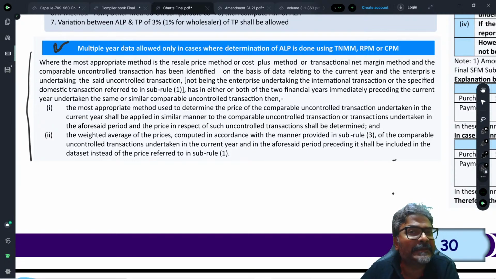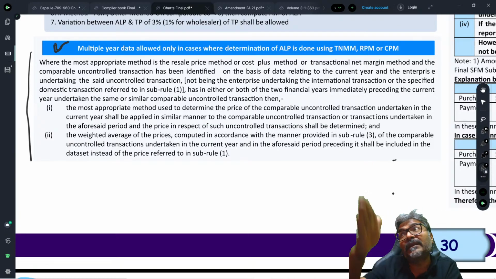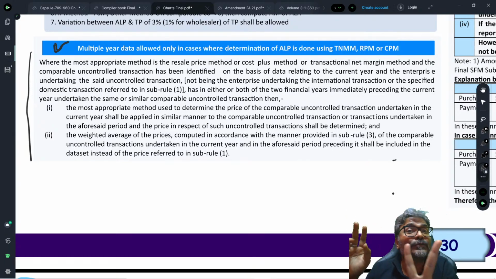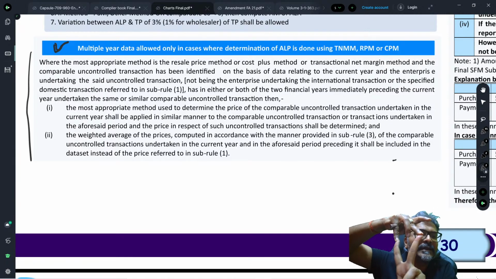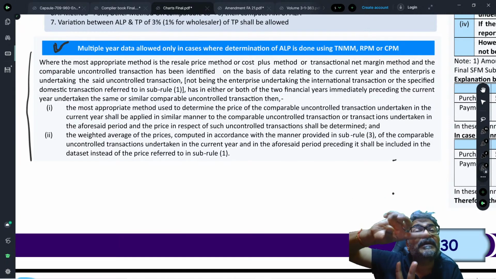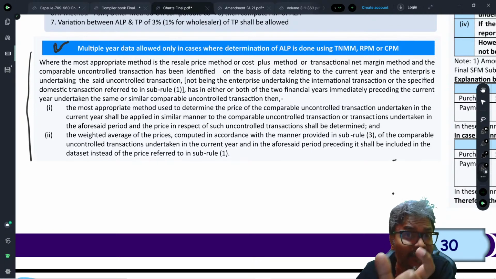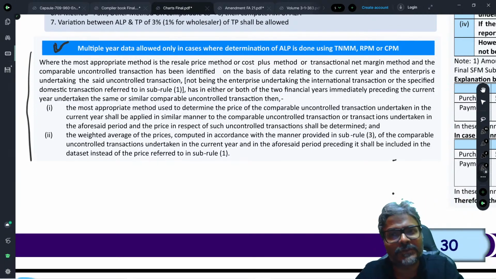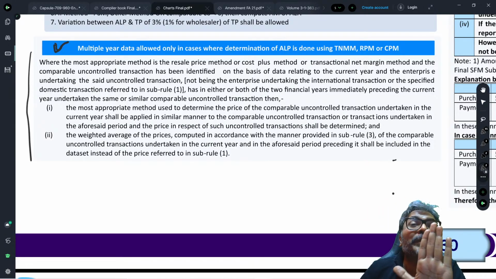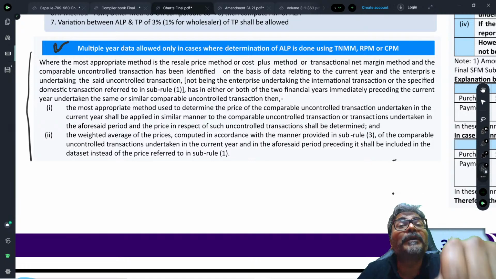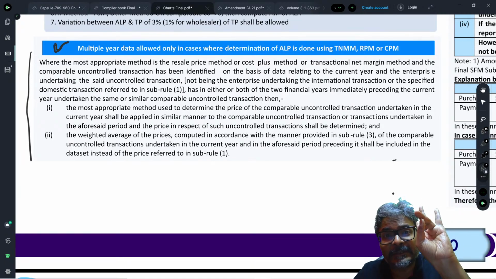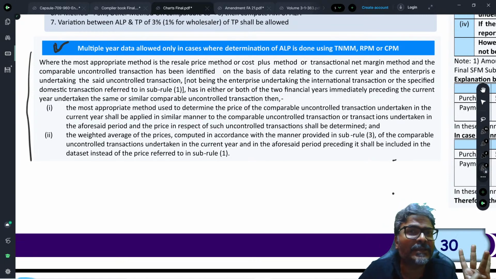When the margin is the basis in these three particular methods, they are saying that please don't take only the current year data. You also have to take the last 2 years data. The last 2 years data of what? Data of cost and data of selling price, and on that basis come up with a weighted margin. The margin that we have to determine has to be the weighted margin, students, and ultimately that weighted margin is what would be considered for determination of the ALP in these three methods. Which three methods? The resale price, cost plus and transaction net margin method.